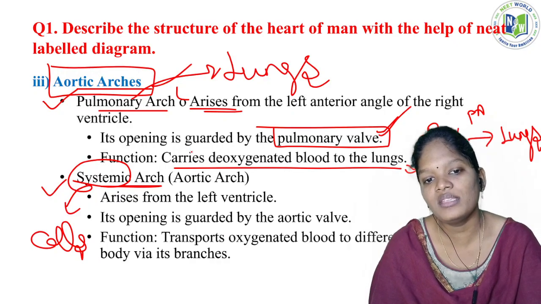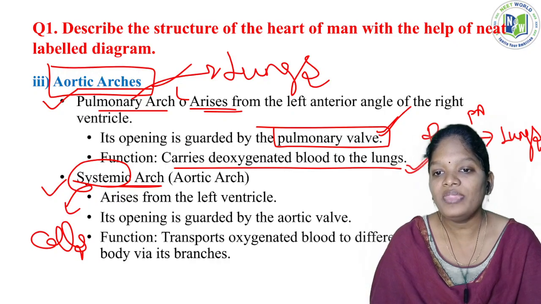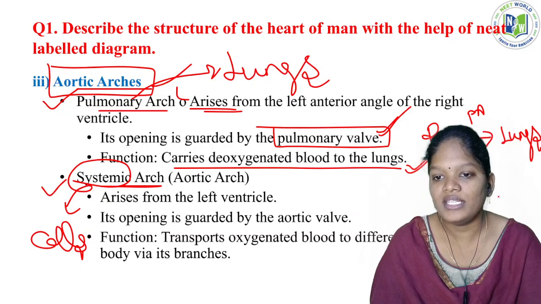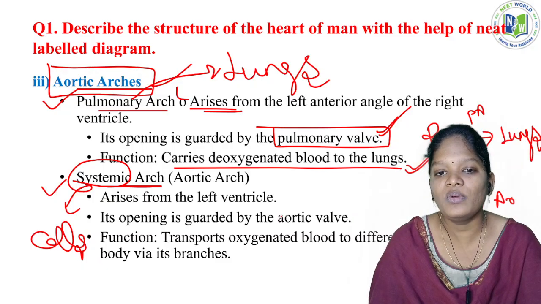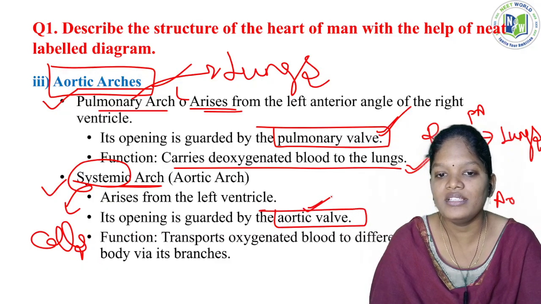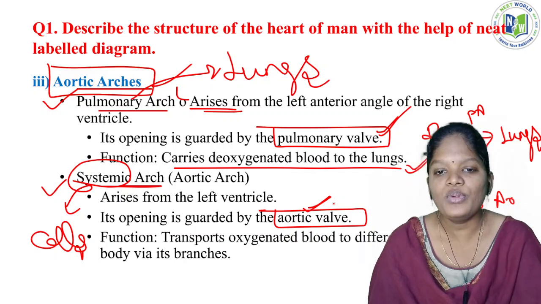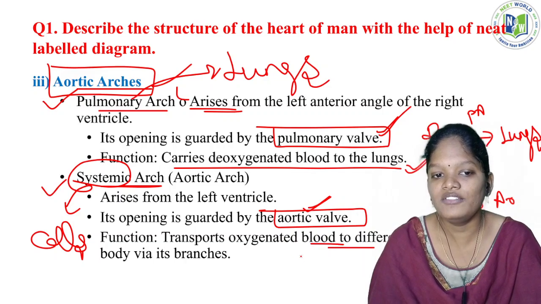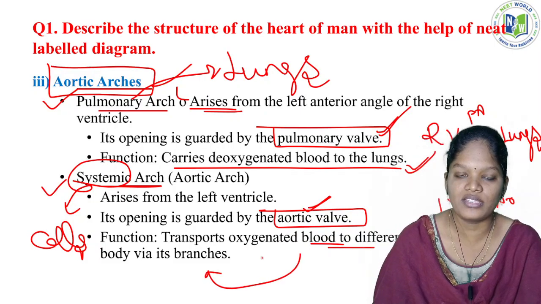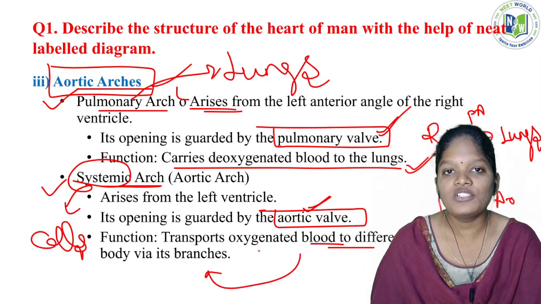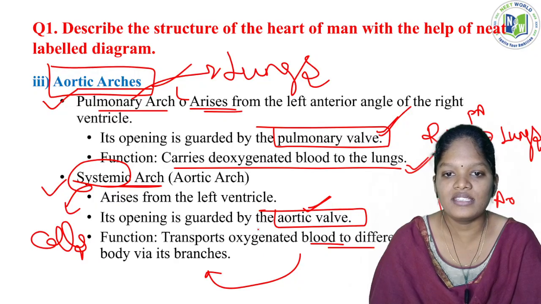Now what about the systemic arch? From the left ventricle the blood has to enter into the aorta, which is guarded by the aortic valve. What is their function? They carry the oxygenated blood to the different parts of the body via its branches. This is the function of the pulmonary arch and the systemic arch.